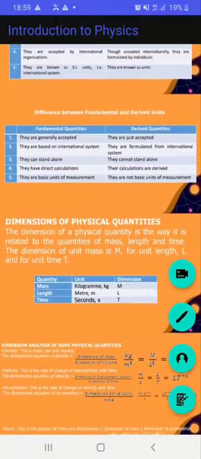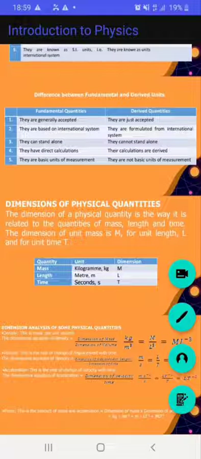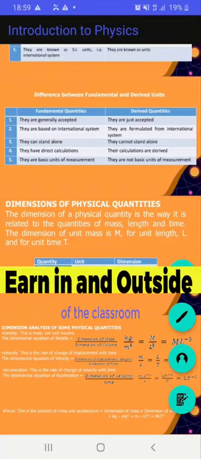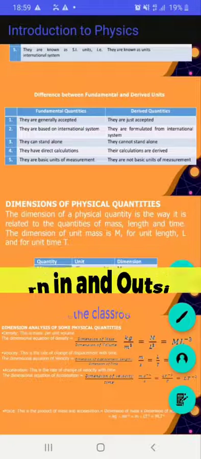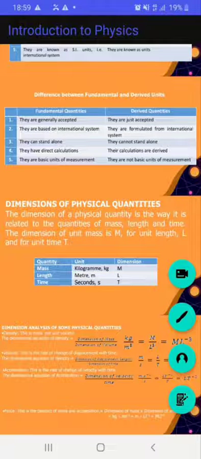To this regard, we shall be considering dimensions of physical quantity. Dimension is a symbol for each unit. The dimension of a physical quantity is the way it is related to quantity of mass, length, and time. The dimensional unit of mass is M, that of length is L, and that of time is T. Mass, that is kilogram, M. Length in meter, L. T, denoting time, which is measured in seconds.